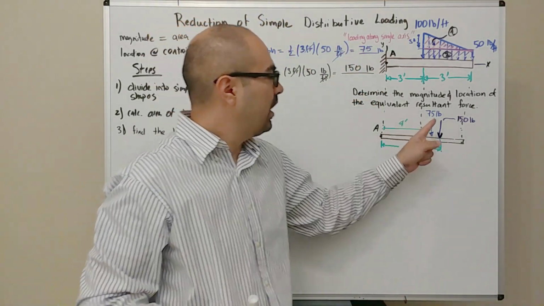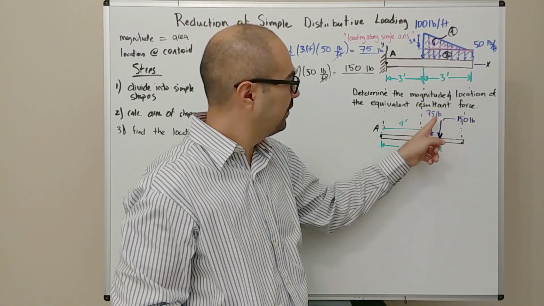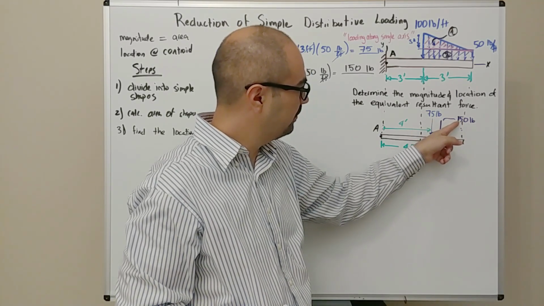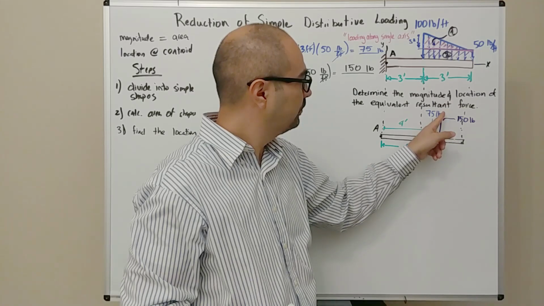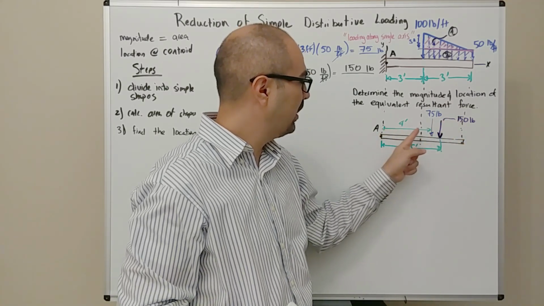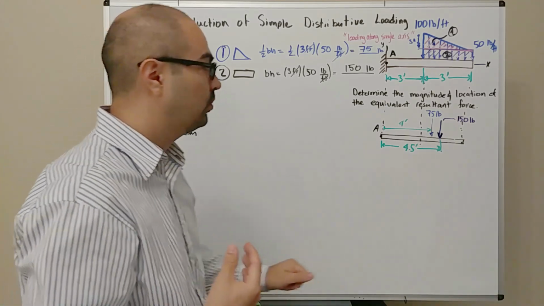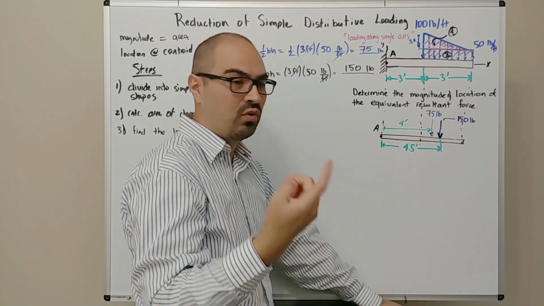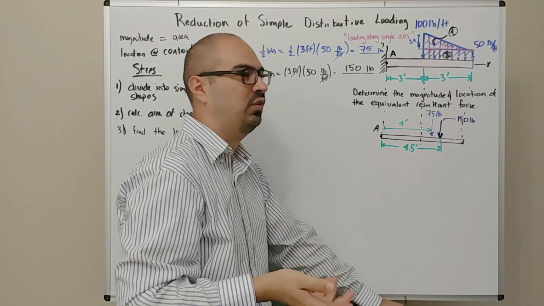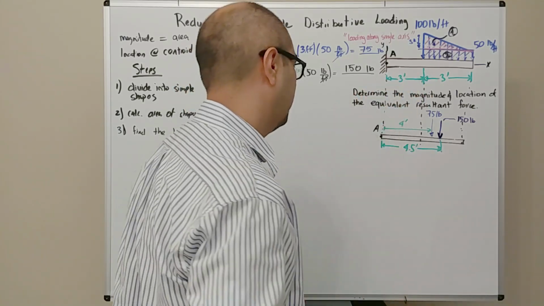Right? And so now we simplified each of the distributed loadings, the rectangular one, 150, and the triangular one. We have the magnitude of the two and the location of each of the two forces. However, what we need to do is replace these two forces with a single resultant force. Remember, this is what we covered in the previous lecture called simplification of a force and couple system.